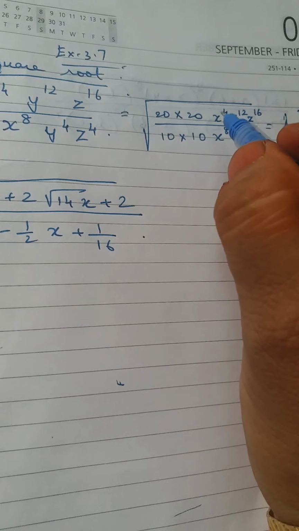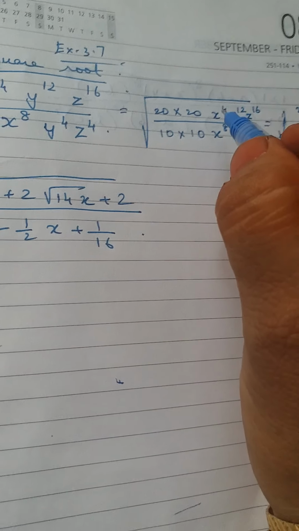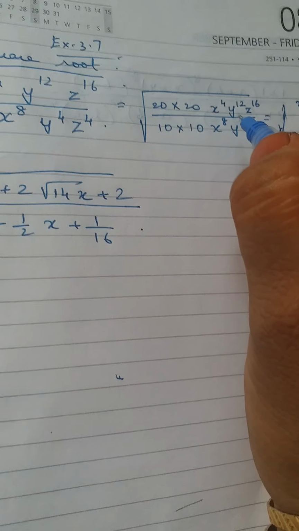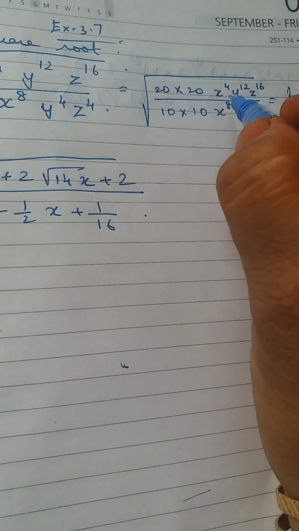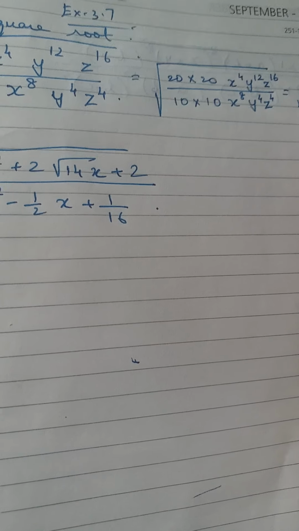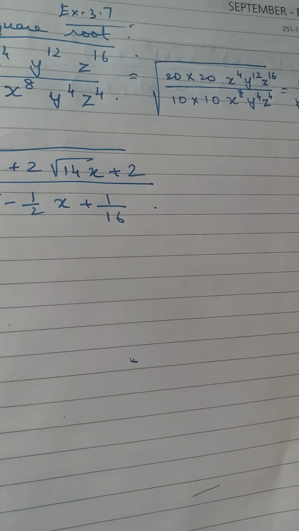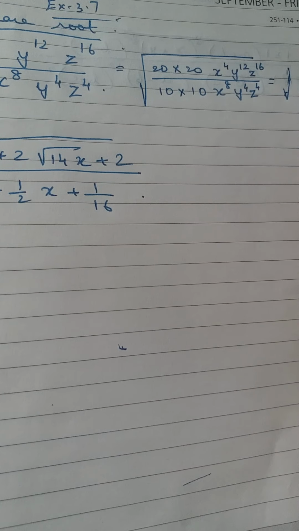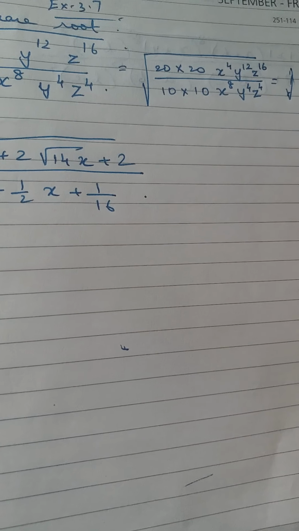So you will write 10, 20, half of each and every power. Already you have seen in your previous exercises. X power 4 square root is x square. Y power 12 square root is y power 6. Half of it. Each you will be writing half of the powers. So x square y power 6 z power 8 divided by 10 x power 4 y square z square.